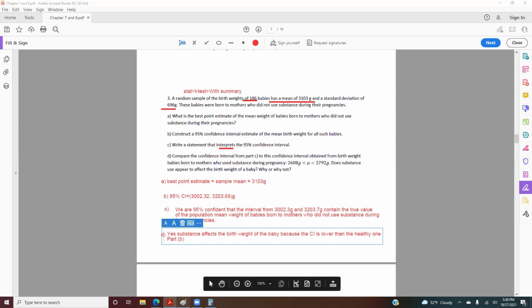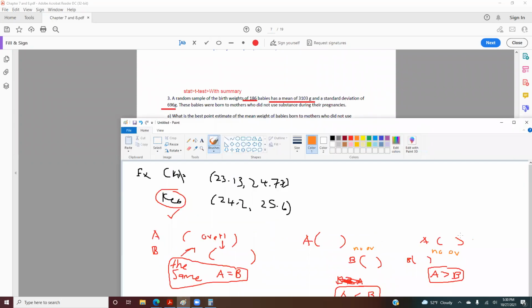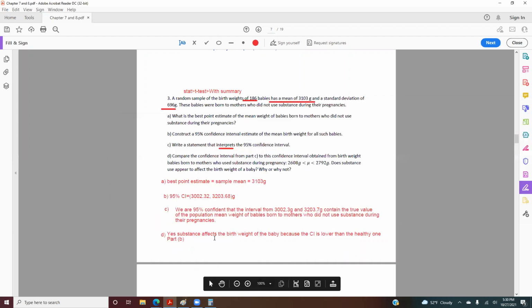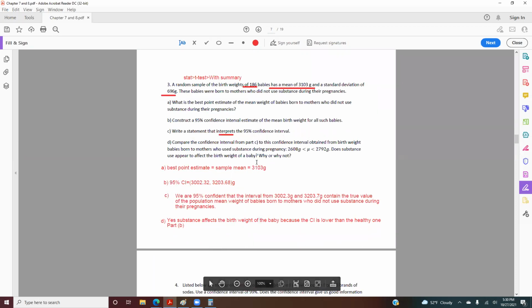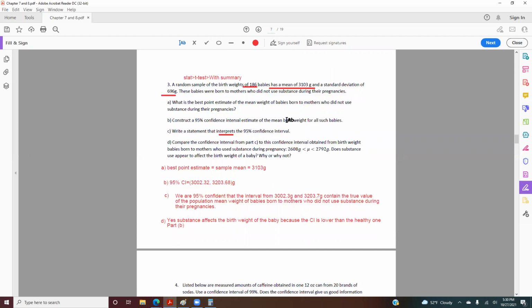So again, this is something like what we see over here. This is for healthy babies, and this is for not healthy babies, that means moms who use substances. So you find out that this number is lower than that. So that's why this is considered a fact in this case. Okay, which is common sense, which is true. Anyone have any questions on this one?